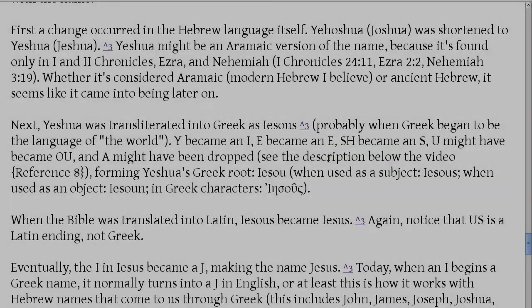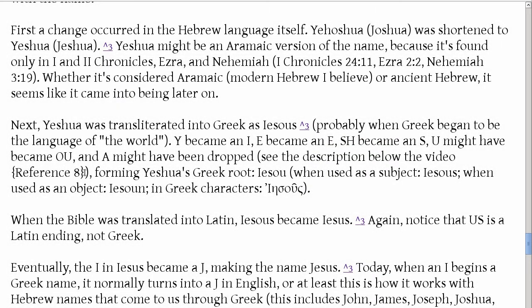So I said, see the description below the video, reference 8. If you look below my video in the description box, there are different references. For example, this information came from reference 3. And if you go to reference 8 and click on it, then in that video's description box you will see a transliteration explanation, and it will basically say the same thing I'm saying here. That's the reason why I decided to say that U became OU and A was dropped, because I'm trusting what he said. He sounds like he knows what he's talking about in that area.